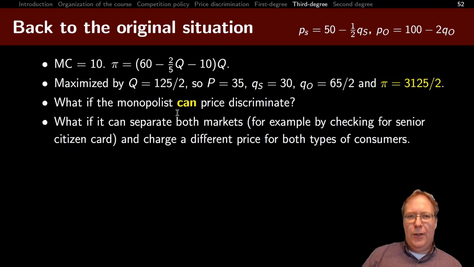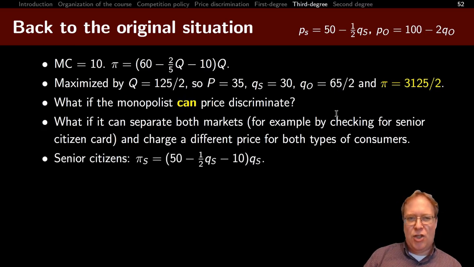Okay, but what would happen if I can price discriminate? What if I can separate both markets? For example, I can ask senior citizens for the senior citizen card, and I charge a different price for both types of consumers. Okay, then the analysis actually becomes a bit easier because I can just look on the two submarkets separately and maximize my profits on each.